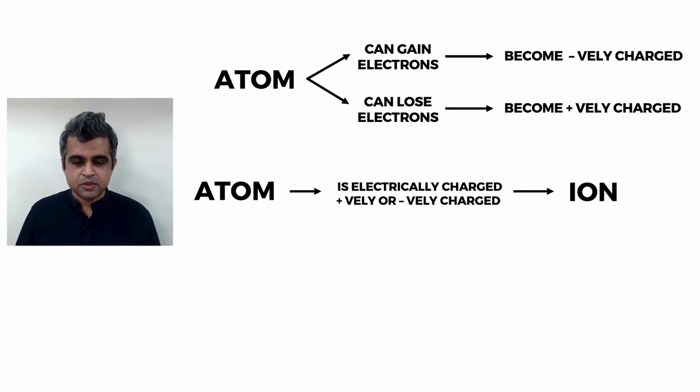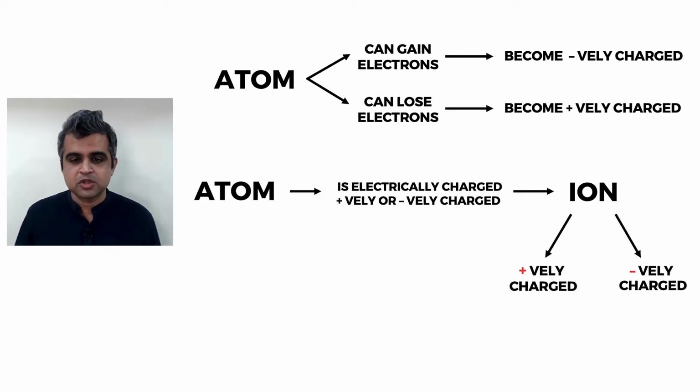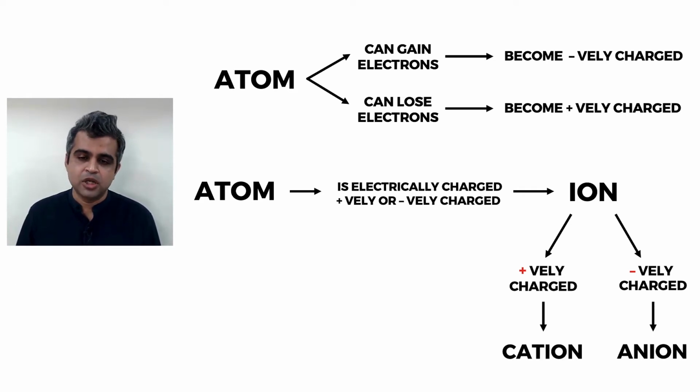So this is basic chemistry, I'm sure everybody knows, but I just wanted to revise that an ion is nothing but an atom which is electrically charged. It can either be positively charged or negatively charged. If it is positively charged, it will be called a cation, and if it is negatively charged, it will be called an anion. So you have atoms which are electrically neutral. Charged atoms are called ions, and they can be positive, called cations, or negative, called anions. Okay, let's proceed.